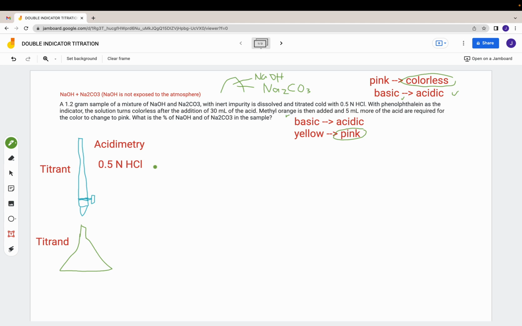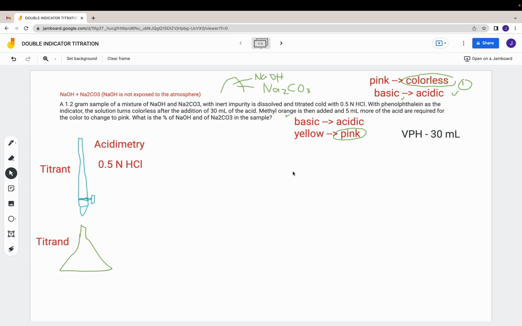Now, in this scenario, if you read it, you already know it's 0.5 normality HCl with phenolphthalein as the indicator. It's the first one. The first volume that you add towards your phenolphthalein indicator would be 30 ml. So let's write that down here. For the volume of HCl in order for you to achieve the phenolphthalein endpoint, you need how much? 30 ml, according to your problem.